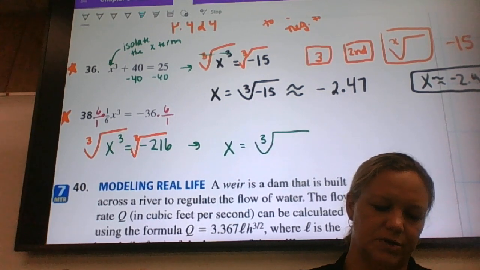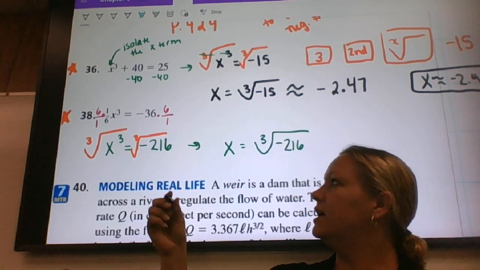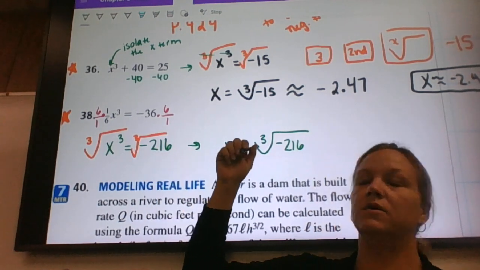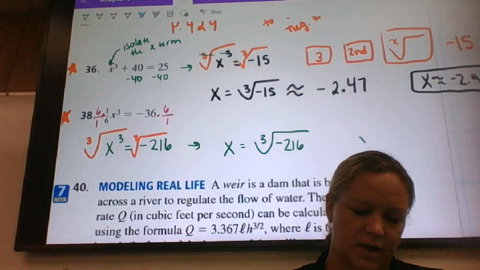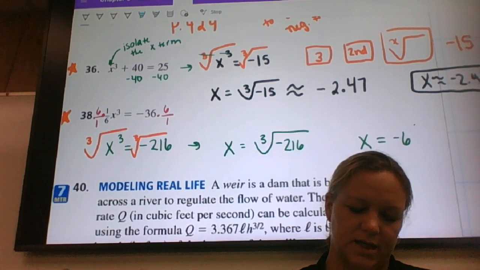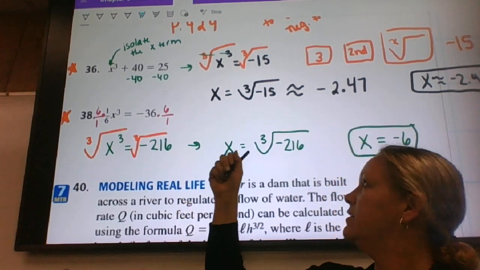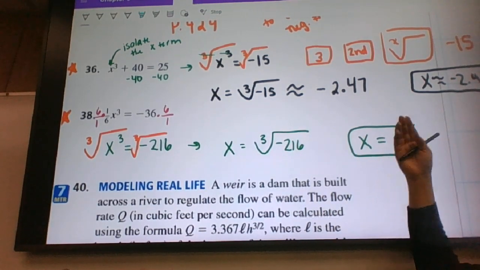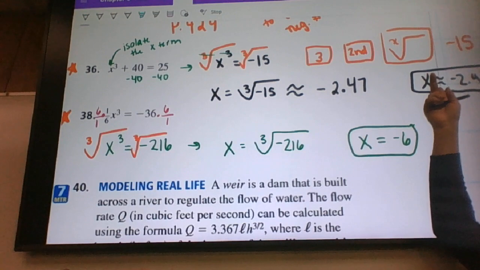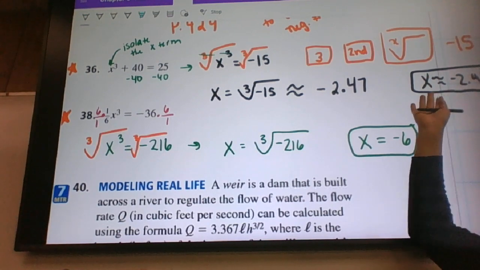X is the cube root of negative 216. And actually 216, I know, does cube root. It's a perfect cube. So x is exactly negative 6. I didn't use a calculator. I have an integer answer, so I have a straight up equal sign. But whenever I round, I use this little squiggle to show people I rounded this value.